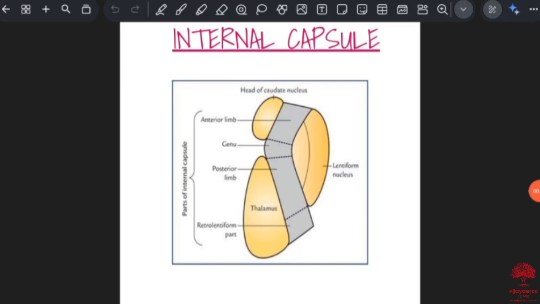So today we are going to learn about the internal capsule. The internal capsule is a V-shaped white matter structure present in the brain that acts as a two-way highway for nerve fibers connecting the cerebral cortex to the lower brainstem and spinal cord. The nerve tract connecting the cortex and the lower parts of the brain is known as projection fibers. So the internal capsule is a type of projection fiber.